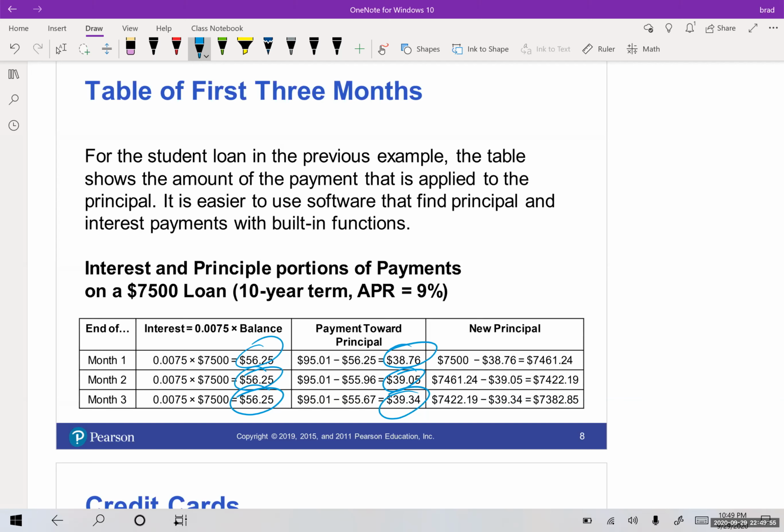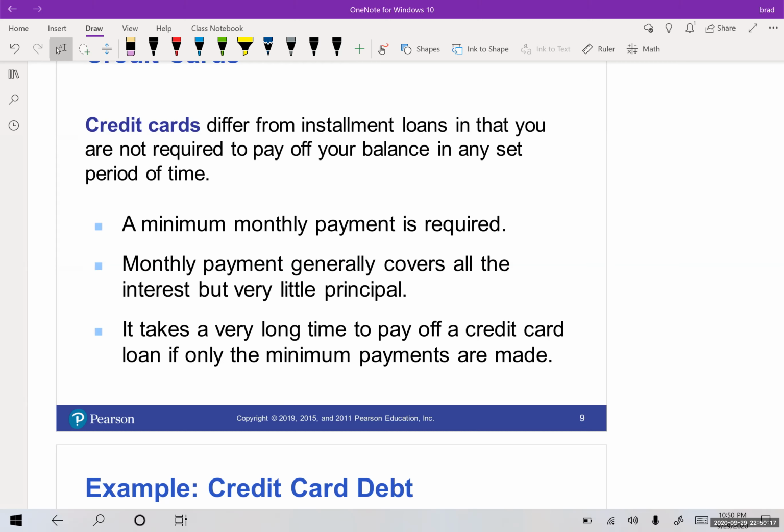Okay. So credit cards differ from installment loans in that you are not required to pay off your balance in any set period of time. So a minimum monthly payment is required. Monthly payments generally cover all the interest, but very little principal. And it takes a very long time to pay off a credit card loan if only the minimum payments are made.